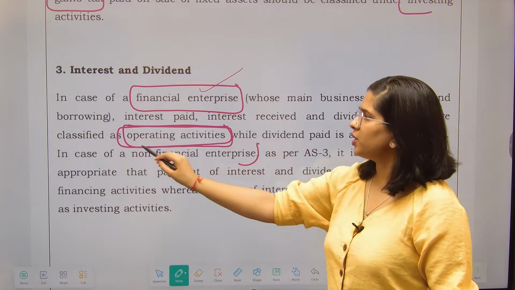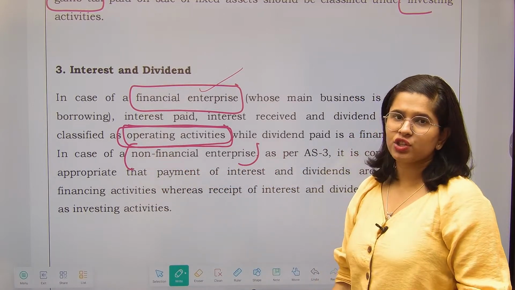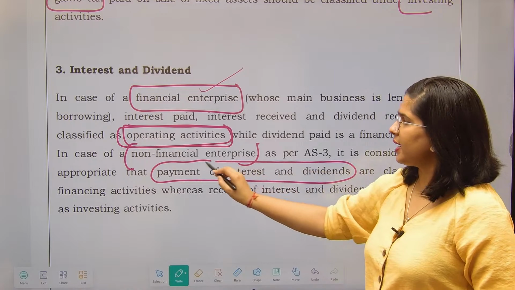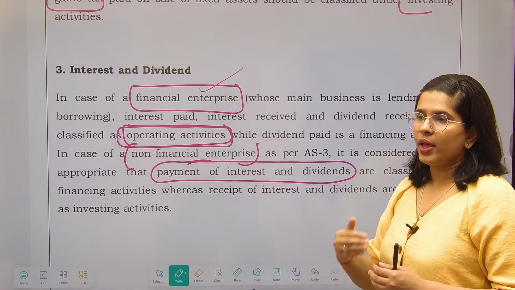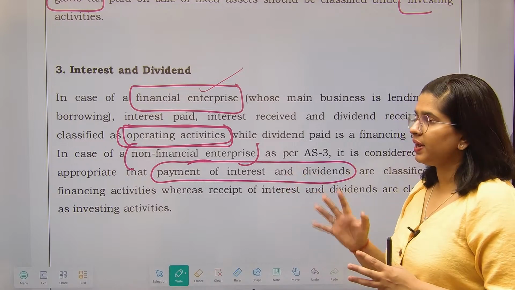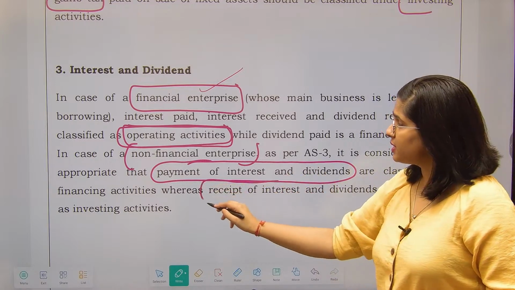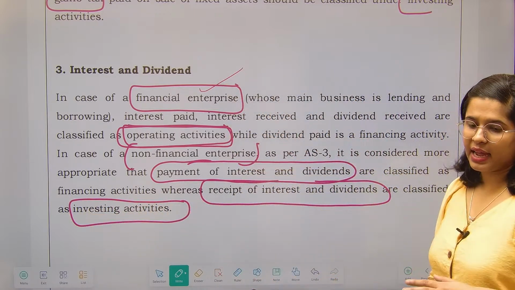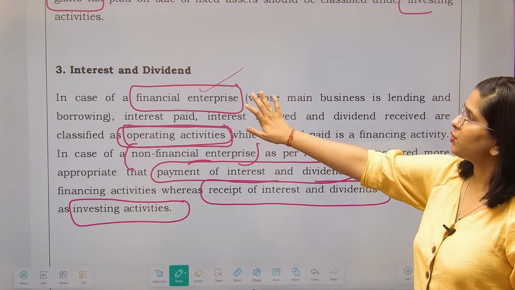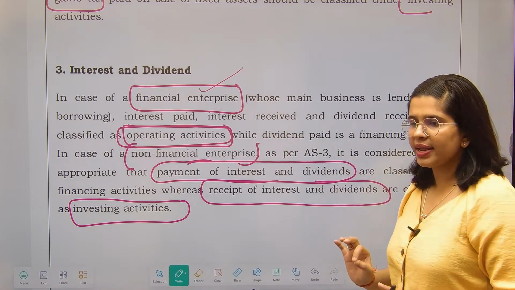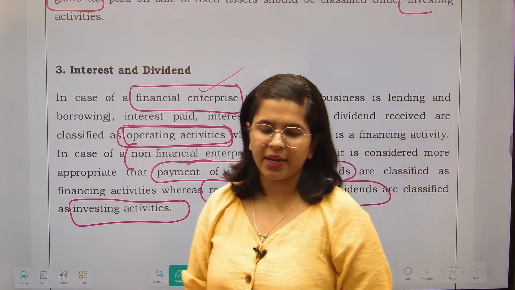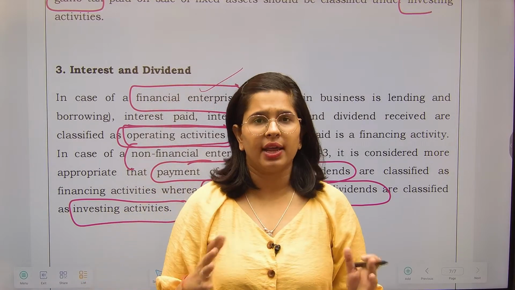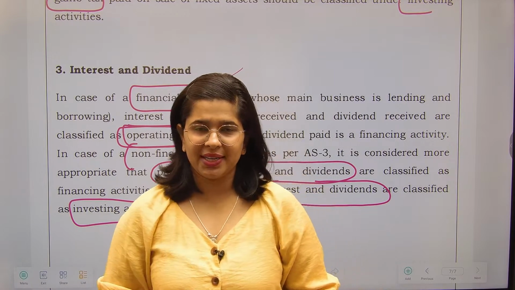But for a non-financial enterprise, like a company which is manufacturing medicines, payment of interest and dividend will be classified as a financing activity. When they are paying the interest and dividends, it will be classified as financing activity. And if they are receiving interest and dividends, that will be classified as an investing activity, that we have already studied. So the only exception is financial enterprise. In case of financial enterprise, because they are already in such kind of business, whatever interest and dividends they have earned or paid, that will be classified as their operating activity.